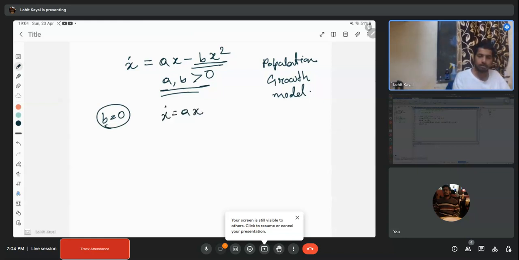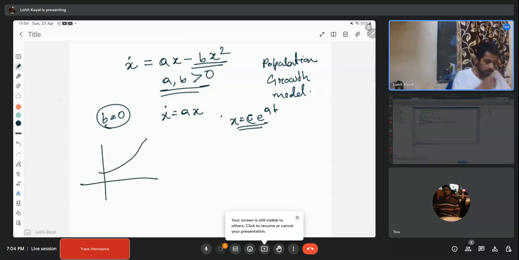x dot equal to ax. It is x equal to some constant c into e to the power of a t. That means that the population grows exponentially. Now there is another term which is minus b x square. If you differentiate it, you will see some curve like that. It is for x dot equal to ax and x dot equal to minus b x square.